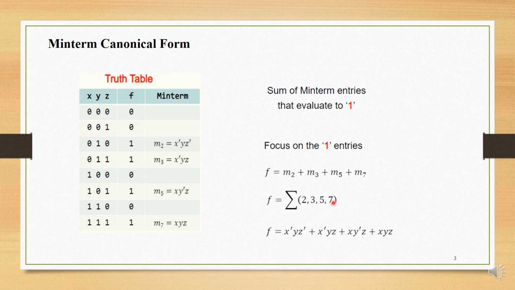Now this can be elaborated and written as a complete Boolean expression along with the input variables. So f equal to, how will you represent 2? 2 is represented as 0, 1, 0, right? So 0 will be considered as complemented, 1 will be considered as uncomplemented. Therefore m2 you have to write as x bar y z bar plus m3 is 0, 1, 1, so x bar y z, plus 5 is 1, 0, 1, so x y bar z, plus 7 is 1, 1, 1, so x y z. So this is the Boolean function for the given truth table, that is the minterm canonical form for the given truth table.